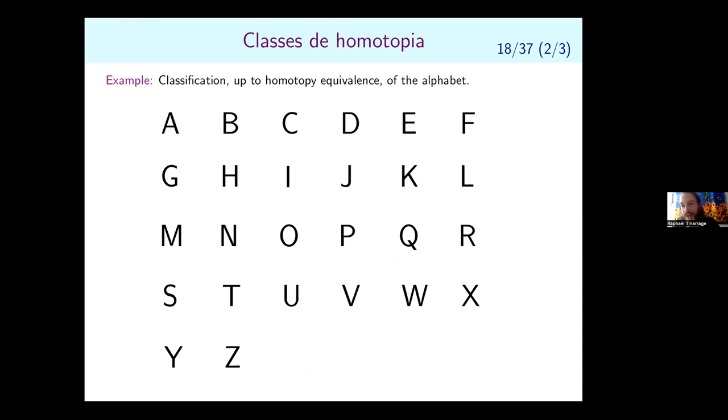So I have a little exercise for you to verify that it was clear enough what I explained. These are the letters of the alphabet. I'd like you to classify the letters into homotopy equivalence classes, right? Gather the homotopy equivalent letters, and then you tell me how many classes you obtained. I give you 2-3 minutes, something like that. You can ask me questions if you wish.